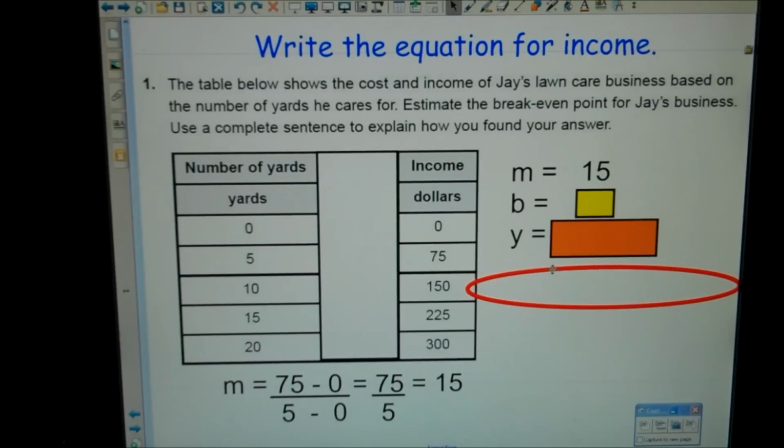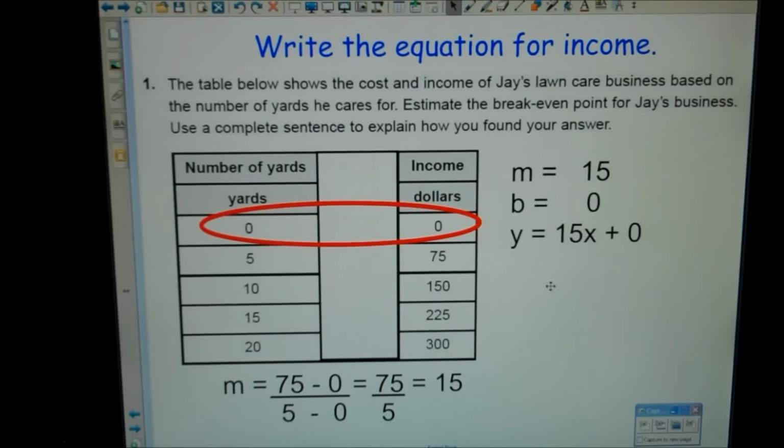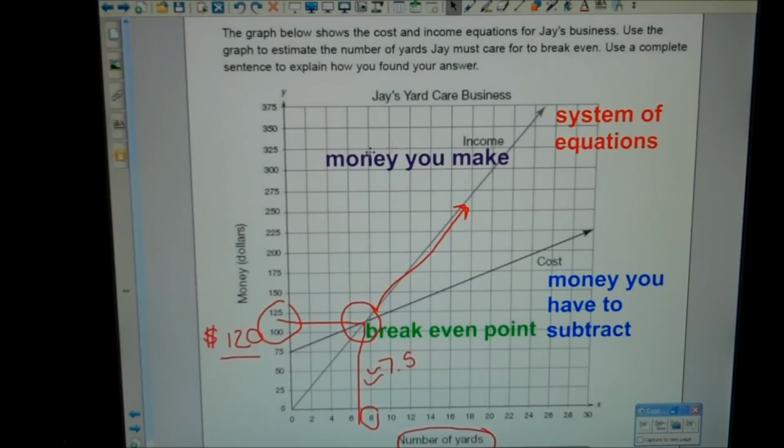Y-intercept, did you do the hard way or the easy way? I hope you did the easy way. That when x is 0, y, that is your y-intercept. That's where the line's going to hit the y-axis. That's b. Put the whole thing together. Here's the equation of this line. Y equals 15x plus 0. Now, those are your two equations. You can graph them from there, which we've already done right here.